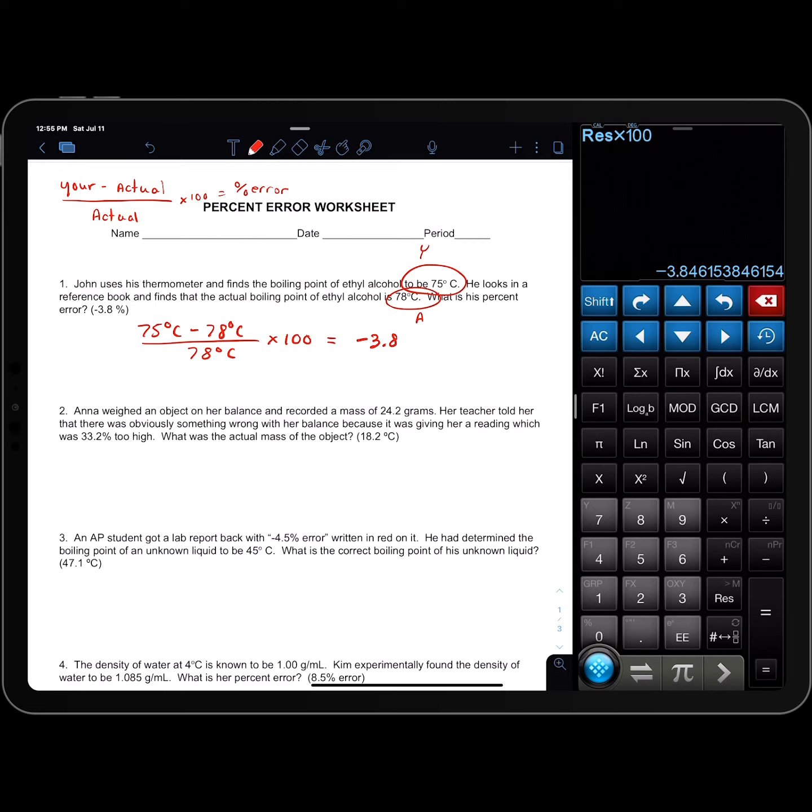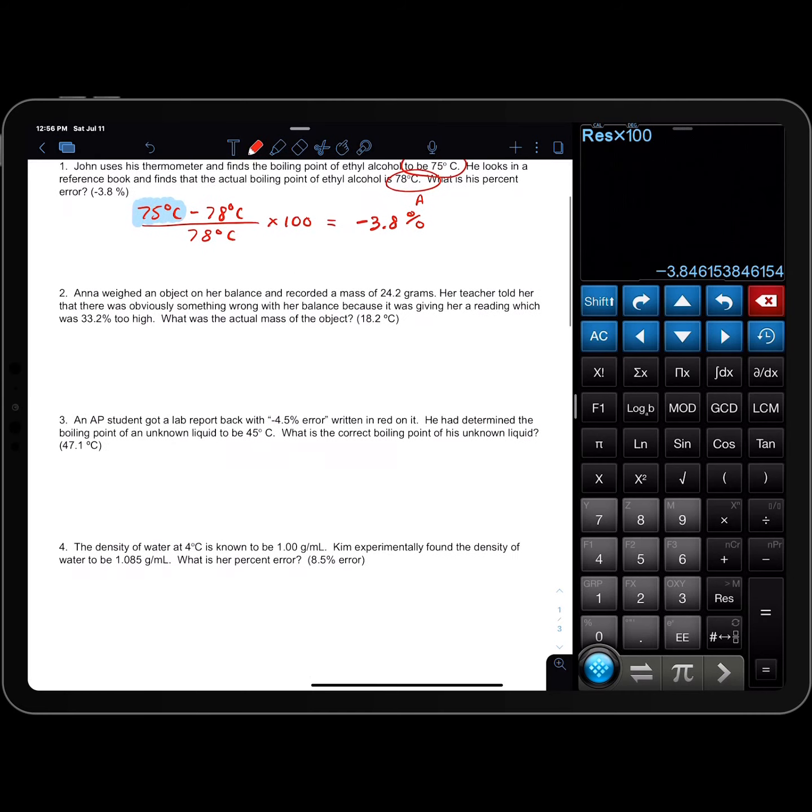Why? Because there's two significant digits, 1, 2, and we're going to see that in the next lesson. But we have two significant digits, and why do I like to leave the negative on there? Because I know that John came up with a value less than what the actual was. So we have one problem done already.